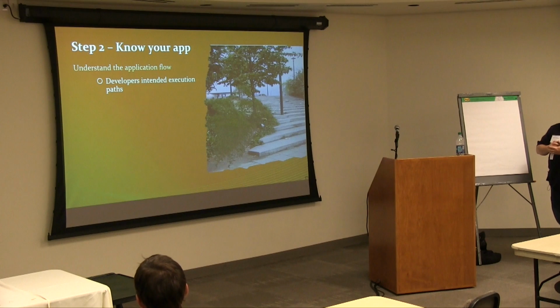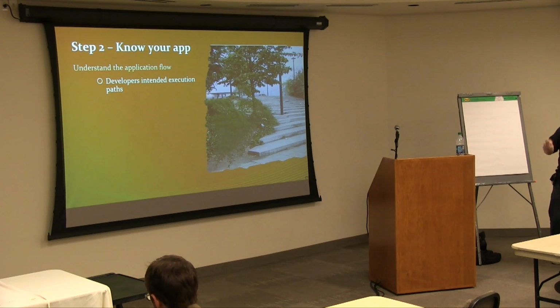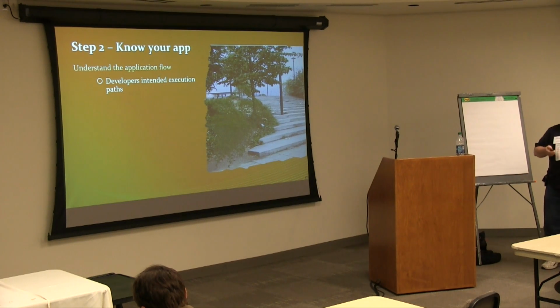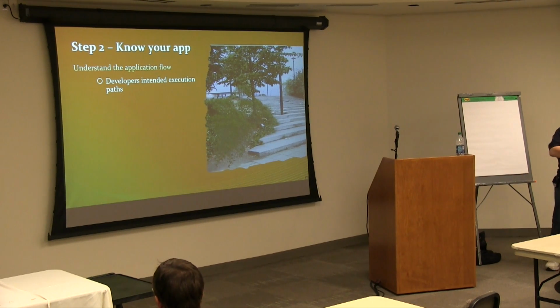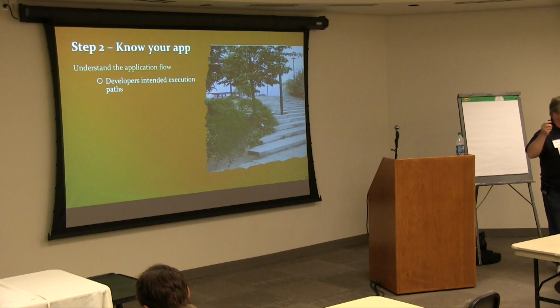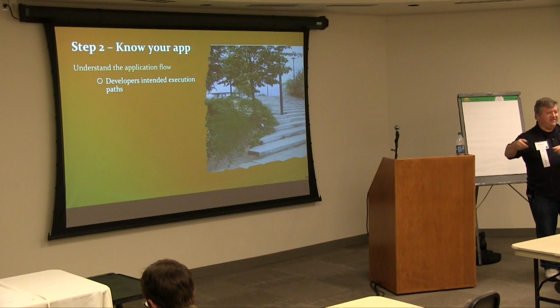Knowing your application, step 2. What is the developer's thought of how a user will use the application versus how their users actually use it? We build an application with a plan of what a user will do. They will start at the beginning of the application. They will log in. They might click that continue as guest button. So what would that path look like?